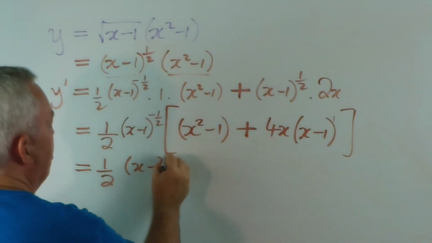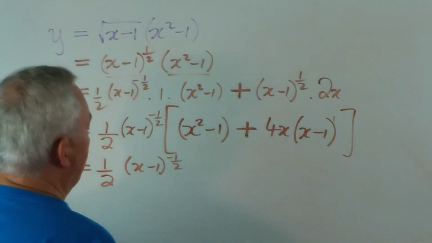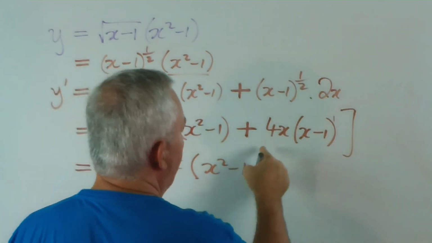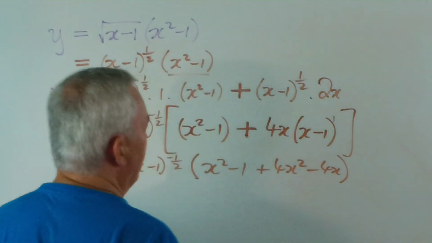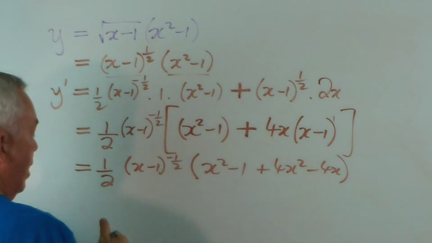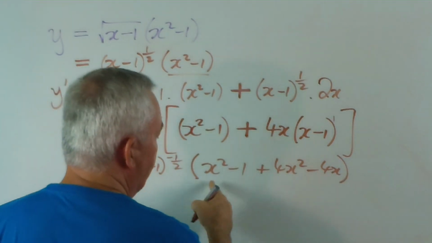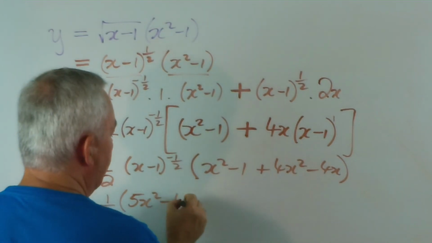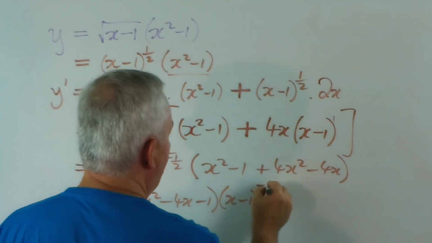I'm talking a lot more than I would talk to myself while doing this because I'm trying to explain the thinking, the processes. Let's expand this. x squared minus 1 and 4x squared minus 4x. Well, that's undoubtedly a quadratic, and a quadratic is a bit simpler than this with a negative a half, so I'm going to leave the half at the front and write this quadratic next. Now I've got an x squared and a 4x squared is 5x squared minus 4x minus 1 times x minus 1 to the negative half.